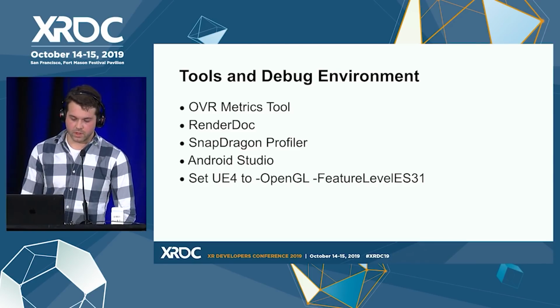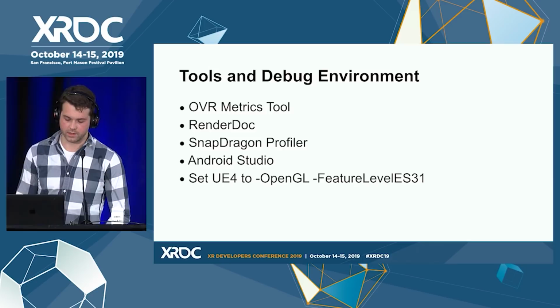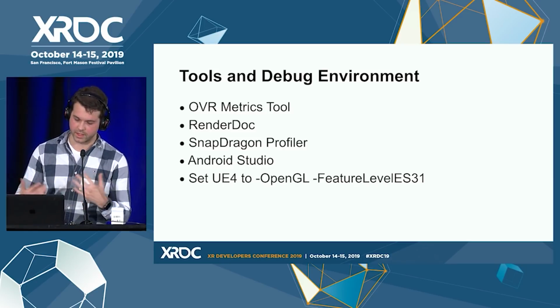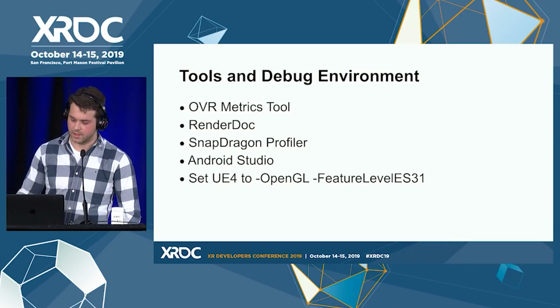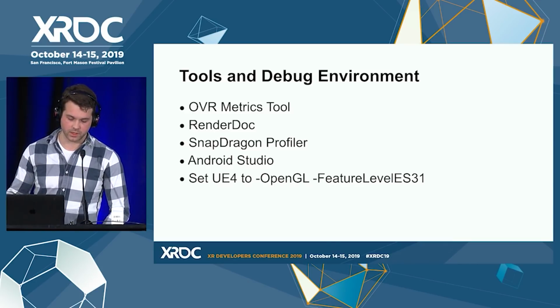Snapdragon is good for just seeing how your threads are lined up, so you can see if you have scheduling issues, if you're stalling on things. Then you have Android Studio.